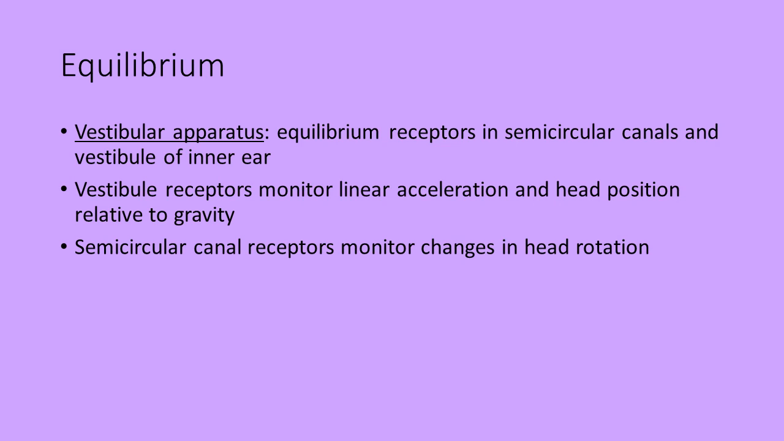For equilibrium, the equilibrium receptors are located in the semicircular canals and also in the vestibule. All are contained within the inner ear. The vestibule monitors acceleration and head position relative to where gravity is. And then the semicircular canals, because remember there are 3 of them in different locations, can help monitor the rotation of the head.